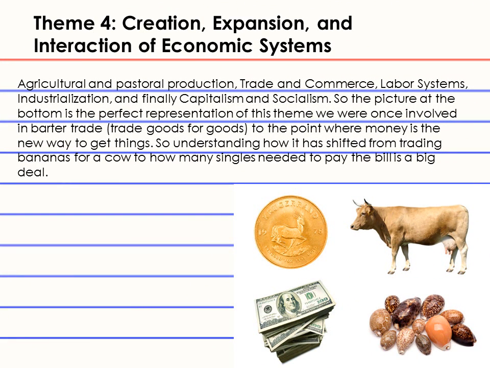So our fourth theme is creation, expansion, and interaction of economic systems. Agricultural and pastoral production, trade and commerce, labor systems, industrialization, and finally capitalism versus socialism. So the picture I have at the bottom is the perfect representation of this theme. We used to go from barter trade, so I trade you your apples for my cow, or my cloth for your berries, to now that we use money. And so, like, I'll give you $50 for groceries, and how that whole system works.